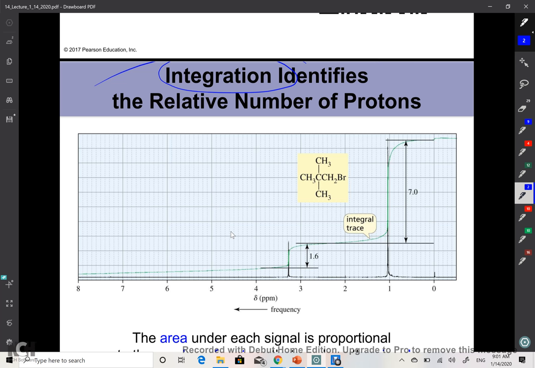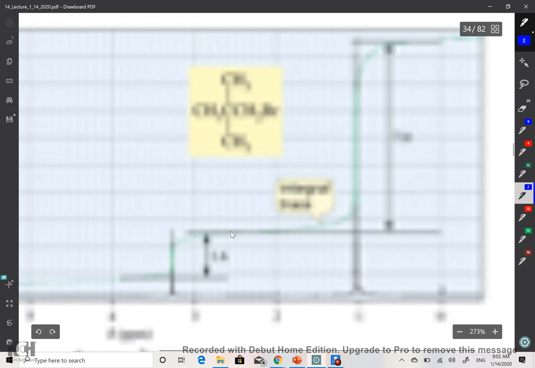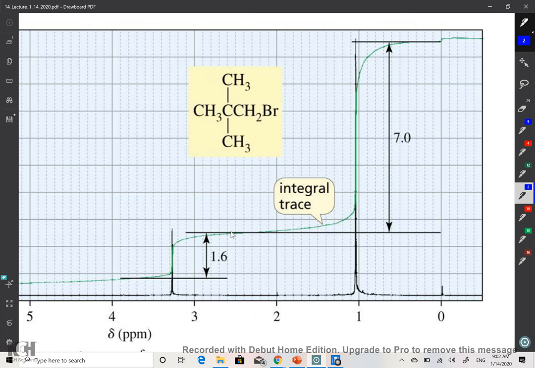It can be expressed as the number of hydrogens, or it can be expressed as a ratio. For example, what we have here right now is expressed as a ratio, not as the number of hydrogens. It is 1.6:7. So it means that here you have about 1.6 hydrogens, whereas here you have about 7 hydrogens.